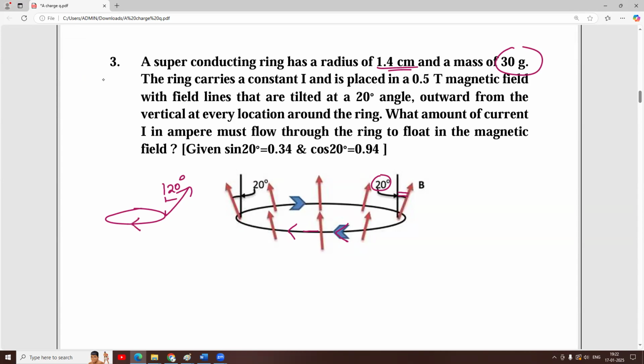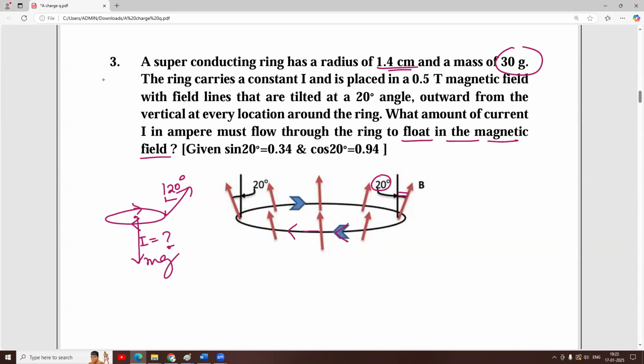So they have shown the direction of current. What amount of I must flow through the ring so that the ring will float in the magnetic field? It will float means the net force acting on the ring must be 0. So one is the weight of the ring. Weight of the ring will pull it down, mg.